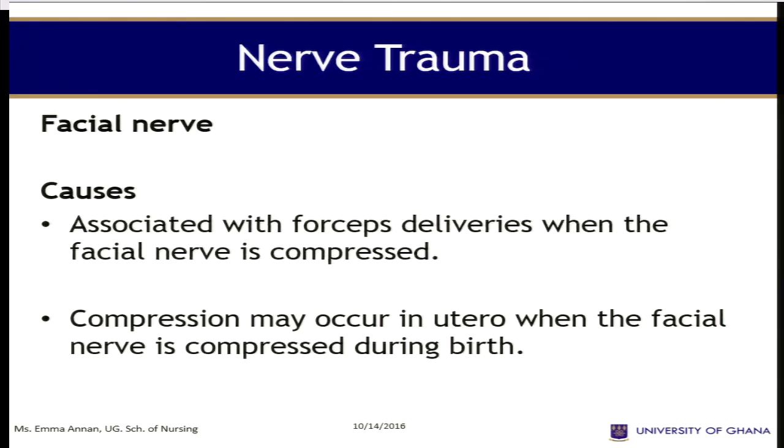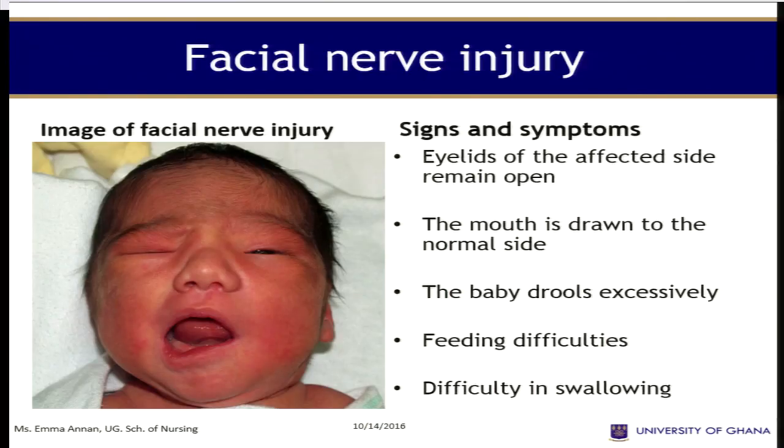We are going to look at facial nerve trauma. What are the causes? It is associated with forceps delivery, when the facial nerve is compressed, and compression may also occur in utero or during birth. So it can be during forceps delivery or maybe in utero. So this is a baby with facial nerve injury.